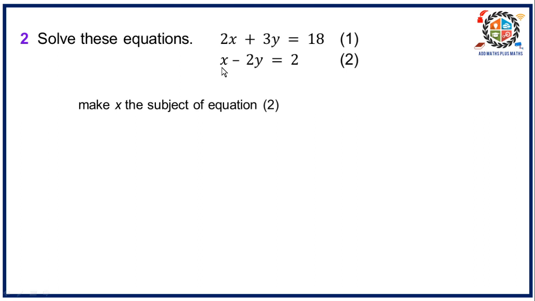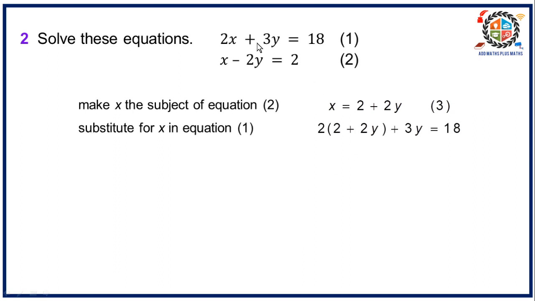Okay, if I want to make x the subject of the equation, I'll bring negative 2y to the right side by adding 2y to both sides. So x now is equal to 2 plus 2y. This is now our equation number 3. Since the value of x is equal to 2 plus 2y, I can change x with 2 plus 2y in the first equation. Then solve that equation.